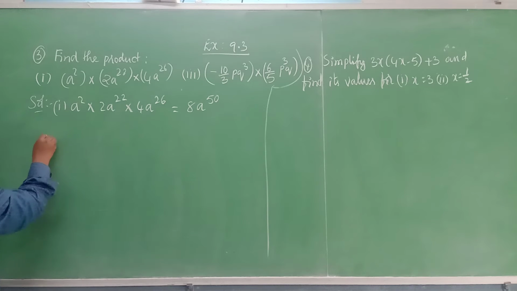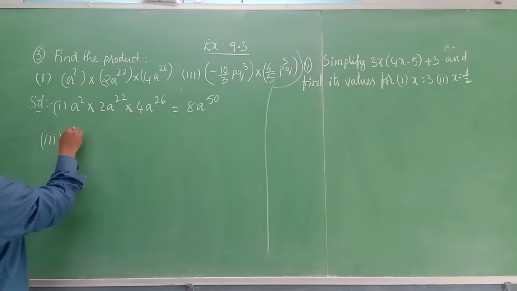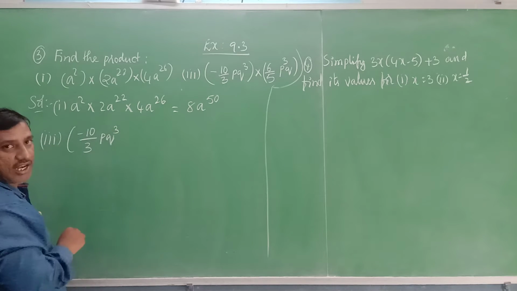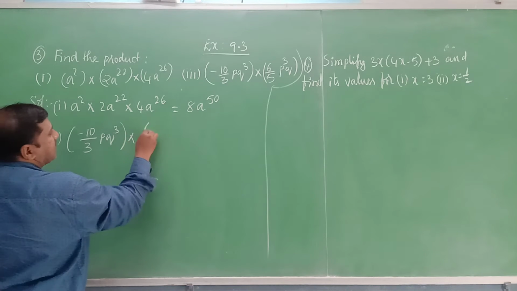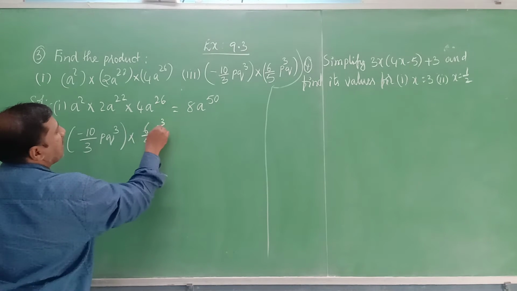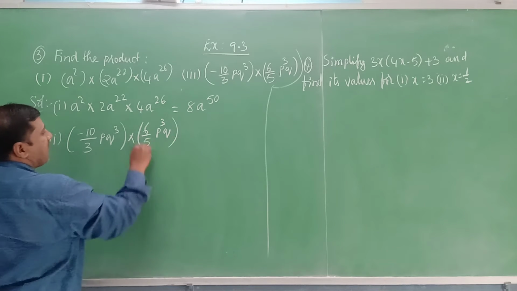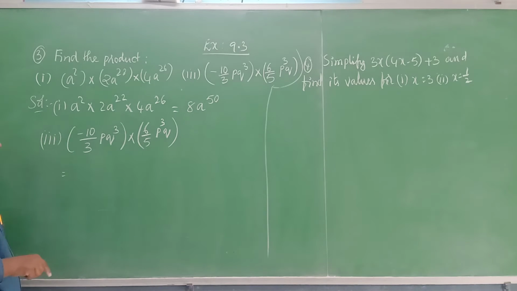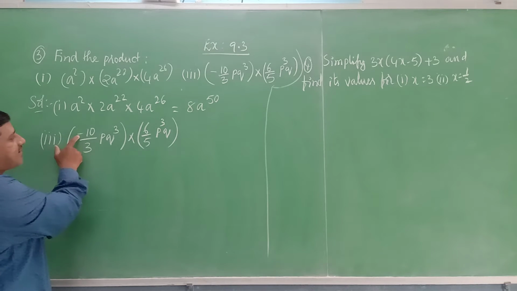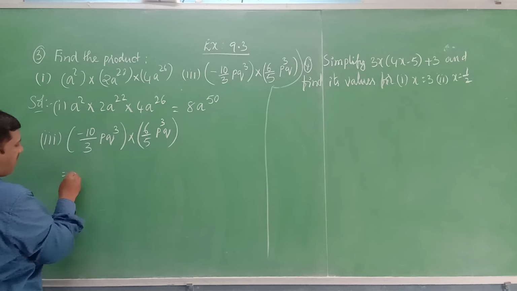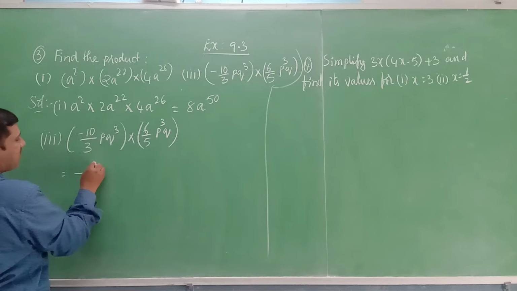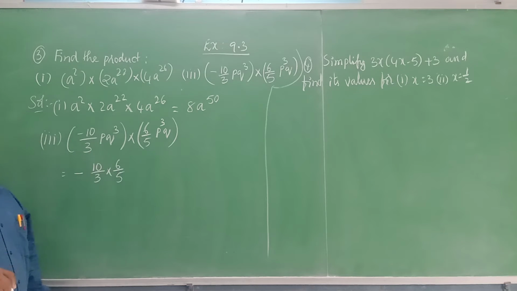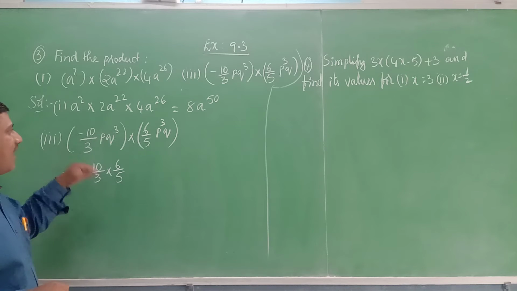Now see the third question here. We find minus 10 by 3 p into q into 6 by 5 p cube into q. Here is the product of two monomials. First multiply the arithmetic signs. Here we have negative sign, minus into plus is minus. Then multiply the numbers. Here we have 10 by 3 into 6 by 5. Now we can simplify in the later step.